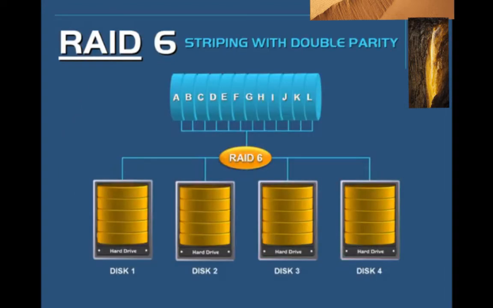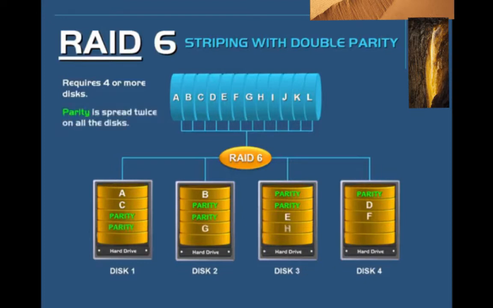And that brings us to RAID 6. Now, in order to use RAID 6, you need to have 4 or more disks. Now, RAID 6 is just like RAID 5, where the data is striped across all the disks, and parity is also spread on all the disks. But the difference is, in RAID 6, parity is spread twice on all the disks. And the reason for this double parity is so that it can handle 2 disk failures at the same time.